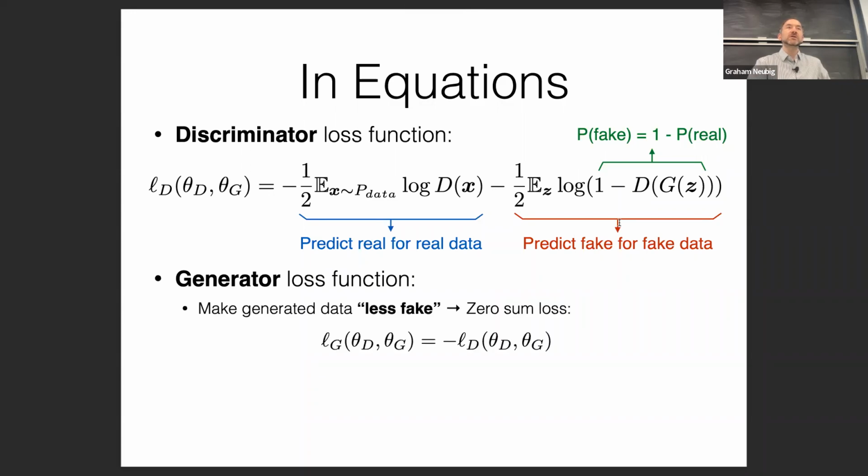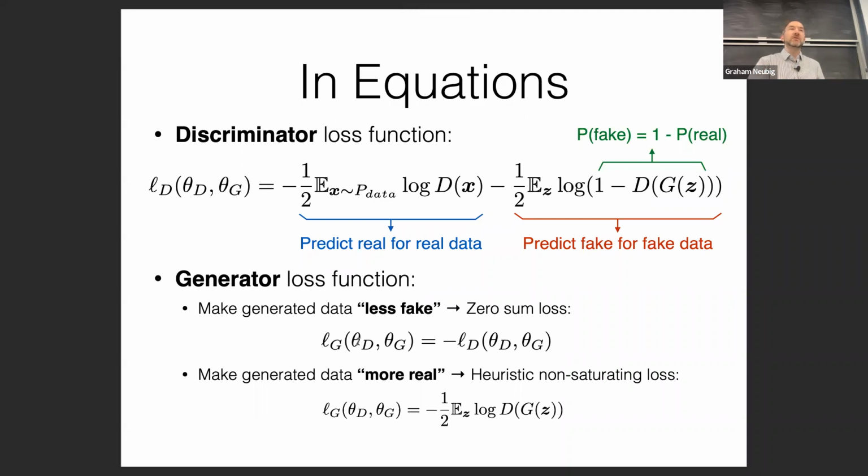And then the generator loss function, there's a couple of ways to train the generator. One way is to make the generated data be essentially less fake. So what I mean by this is you basically take the opposite of the discriminator loss, or the inverse of the discriminator loss, and try to optimize this. So in this case, these two models are directly competing against each other. And another thing that you can do is you can make the generated data be essentially considered more real.